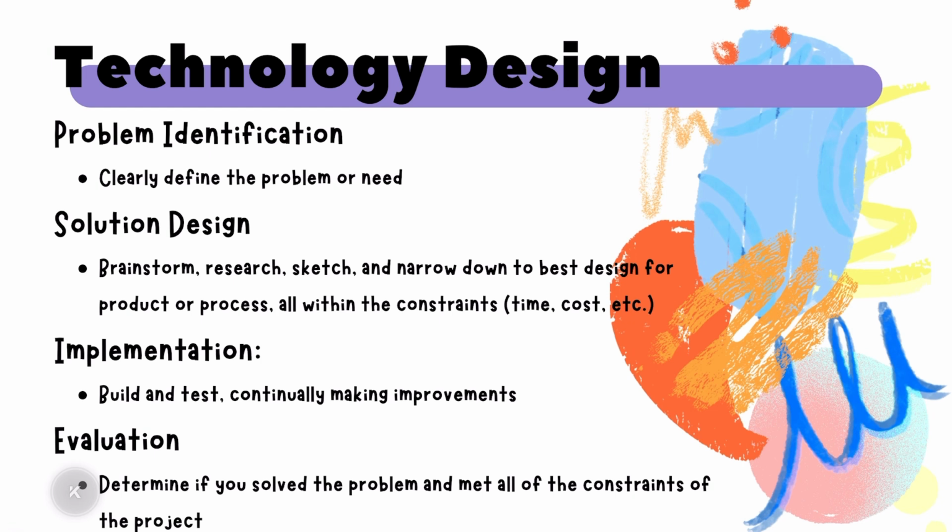I'm going to determine if I solved the problem and if I met the constraints of the project. So maybe I made this technology device that we can put on cars to give them up to 100 miles a gallon. But the materials that I need for it are very rare. So it's only going to be able to be used in a few cars. That probably isn't going to be the best solution design because of limited materials.